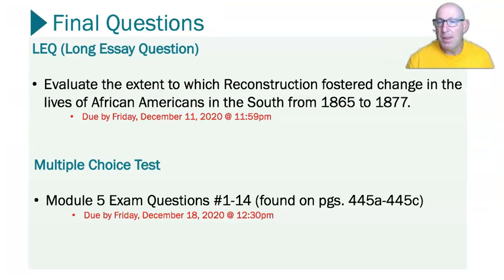The question that you need to be prepared for this particular final exam with me is right here in front of you. Evaluate the extent to which Reconstruction fostered change in the lives of African Americans in the South from 1865 to 1877. This is due on the 11th of December by 11:59 p.m. And then you have the multiple choice part. That is questions 1 through 4, found on pages 445 through A through C. It's pretty routine, pretty straightforward, and you can see there that all my classes need to have the multiple choice section completed by the 18th.